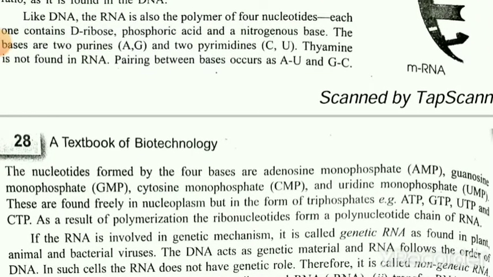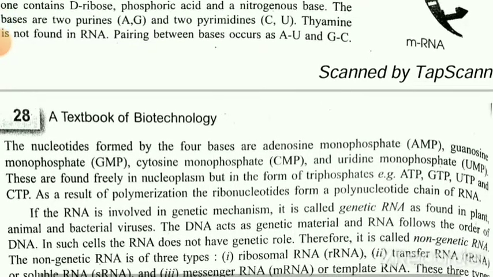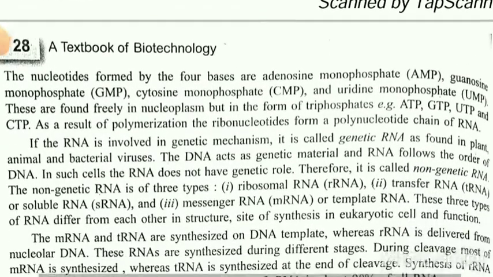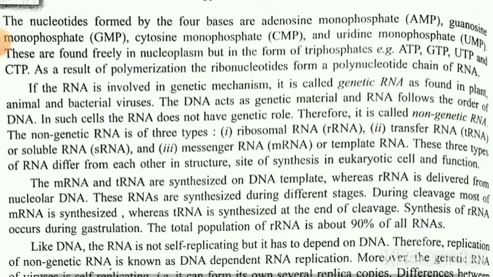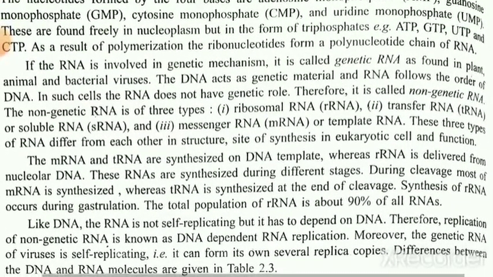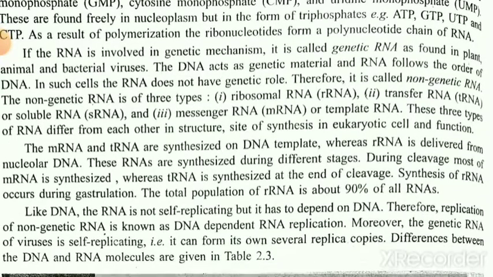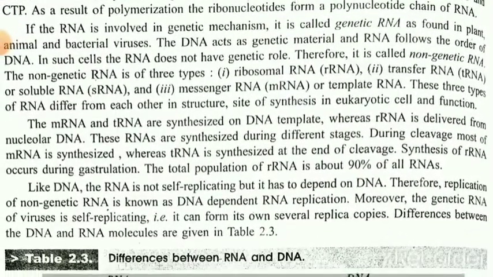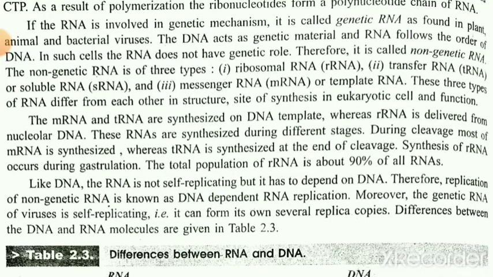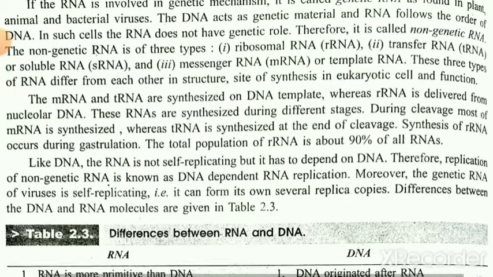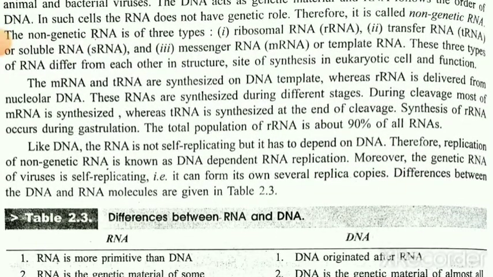The non-genetic RNA is of 3 types: 1. Ribosomal RNA, rRNA; 2. Transfer RNA, tRNA, or soluble RNA, sRNA; and 3. Messenger RNA, mRNA, or template RNA. These 3 types of RNA differ from each other in structure, site of synthesis in eukaryotic cell and function. The mRNA and tRNA are synthesized on DNA template, whereas rRNA is derived from nuclear DNA. These RNAs are synthesized during different stages. During cleavage, most of the mRNA is synthesized, whereas tRNA is synthesized at the end of cleavage. Synthesis of rRNA occurs during gastrulation.